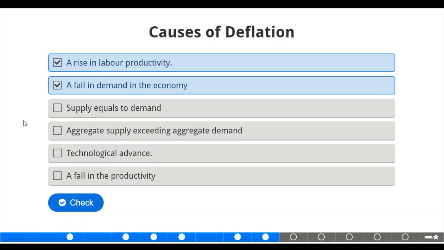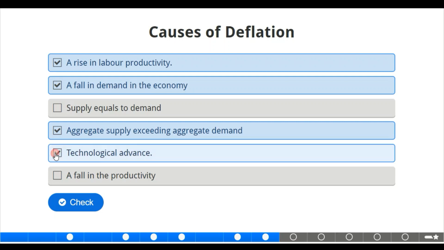When supply equals demand, of course, we cannot have deflation. And we have aggregate supply exceeding aggregate demand. Of course, when supply exceeds demand, there is an excess of output in the economy not consumed, which causes prices to fall. We also have technological advance. Of course, technological advance has reduced the cost of production and can also pull down cost push inflation. That will also cause deflation.